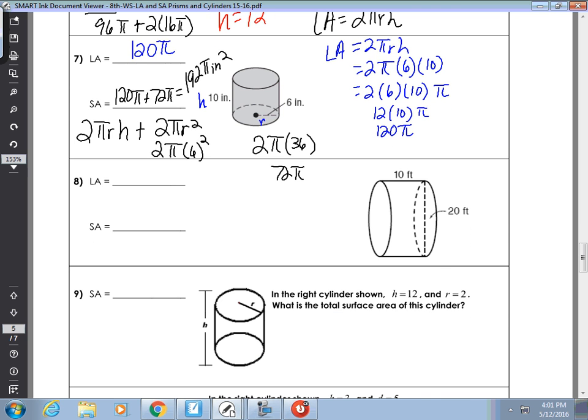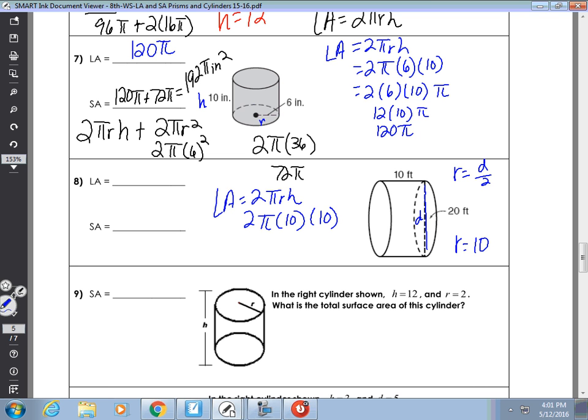Now on number 8, this 20 is now representing the diameter. To get to the radius, you have to take half of the diameter, so our radius is 10. And then I'm doing everything the same. Lateral area is 2 pi r h, so 2 times pi times the 10 times the height, which is also 10. So this ends up becoming 200 pi, and that is feet squared. Area is always squared, volume is cubed.